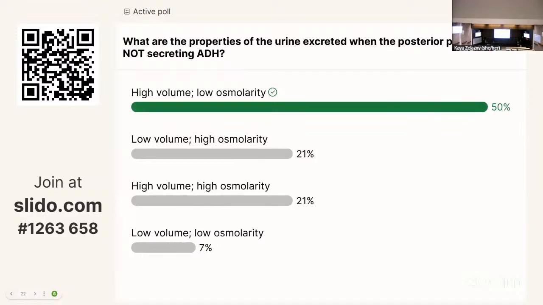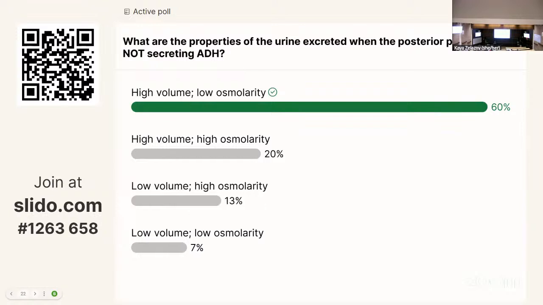Yeah, so if we don't have ADH being secreted from the posterior pituitary, that's our situation with high volume urine because we don't have these aquaporin 2s without ADH. And this means when we have high volume urine, it is going to have low osmolarity.